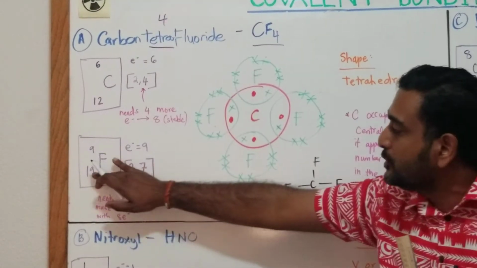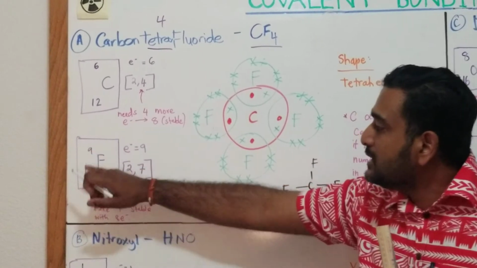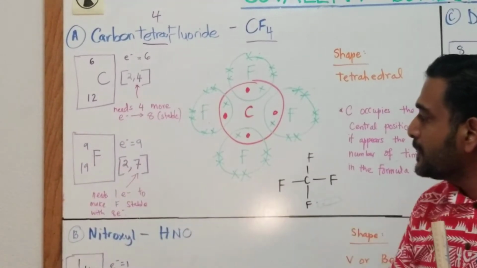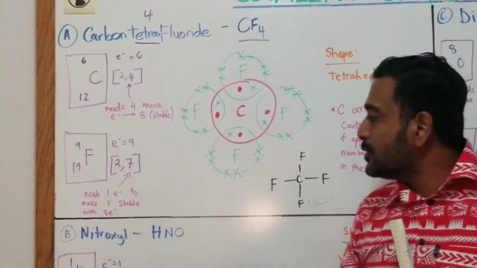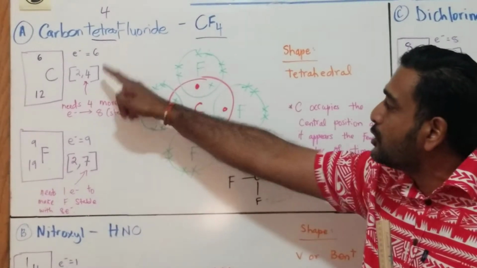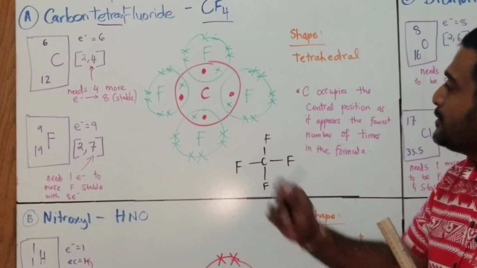The next element is fluorine. So fluorine 9 and 19, 9 is the number of electrons on fluorine. The electronic configuration is 2, 7. Now looking at 7, 7 is really close to it. It just needs 1 more electron to make it 8. So fluorine just needs 1 more electron and carbon needs 4. Therefore fluorine and carbon will come into a mesh.